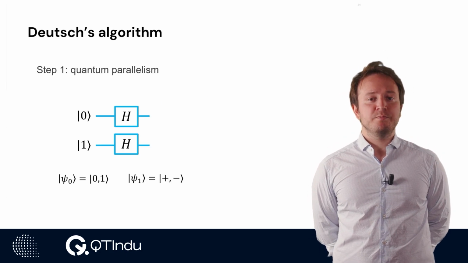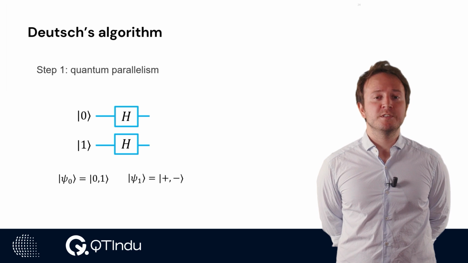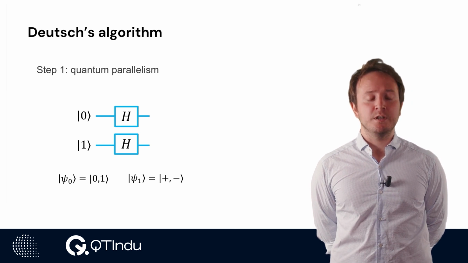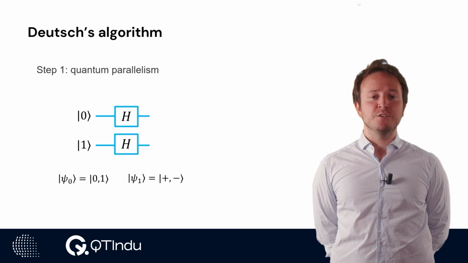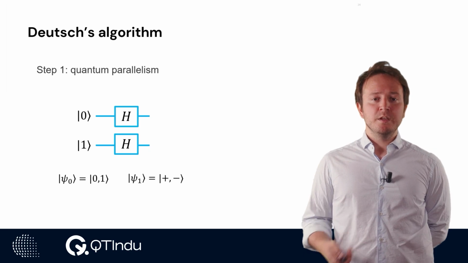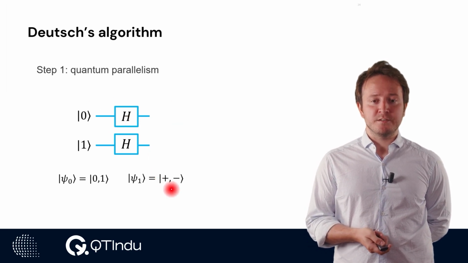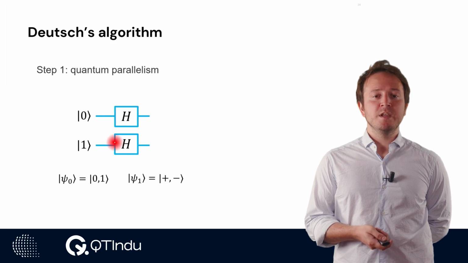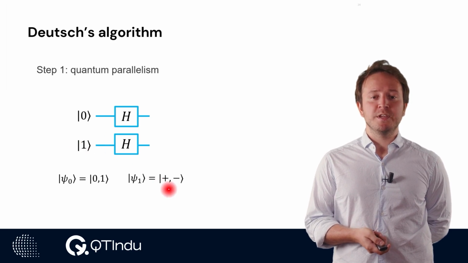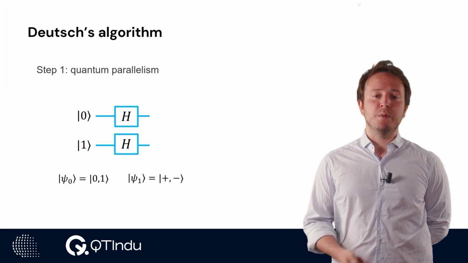The first step uses the quantum parallelism concept that we introduced before. When we Hadamard the state 0, then we obtain the output state plus. When we Hadamard the state 1, we obtain the output state minus. So at the end, we have a tensor product between plus and minus.